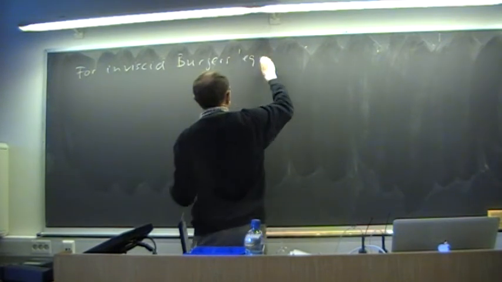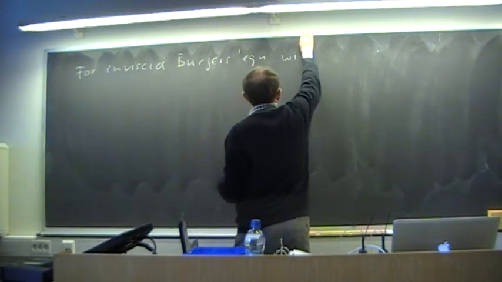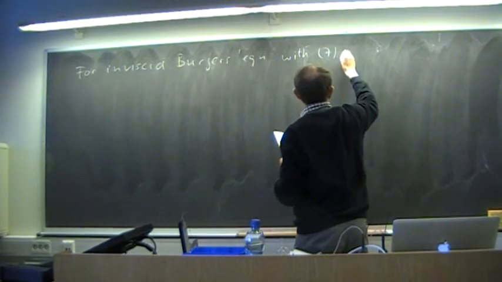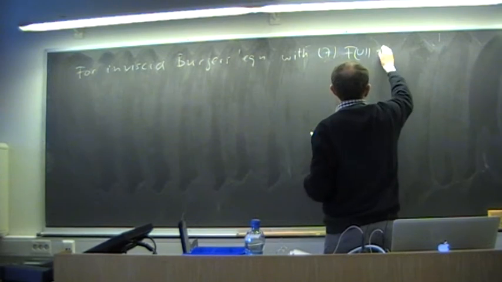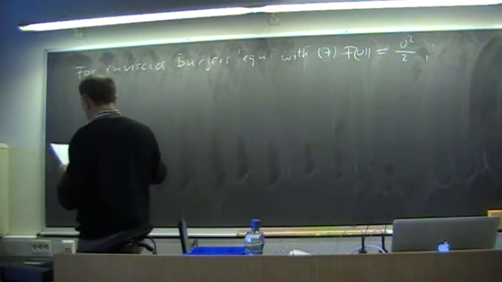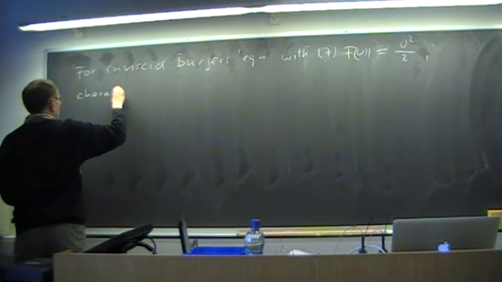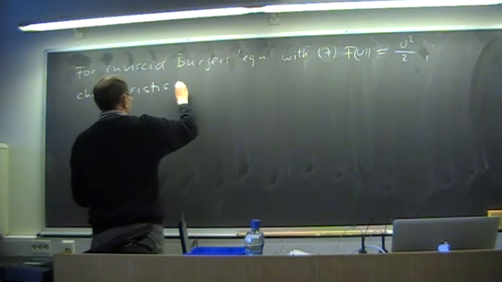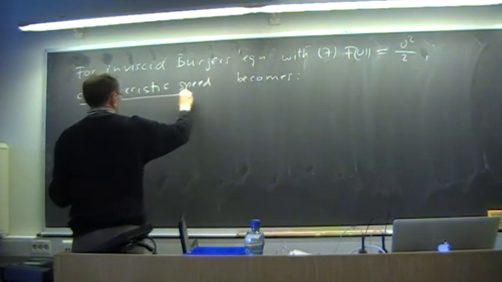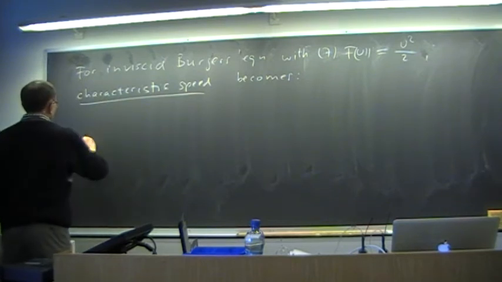So then we look now for the inviscid Burgers equation. For the inviscid Burgers equation, we have the flux function f of u, that was actually formula 7. f of u is then u squared over 2. For that situation, the characteristic speed that we need becomes, that was this aj plus 1/2.